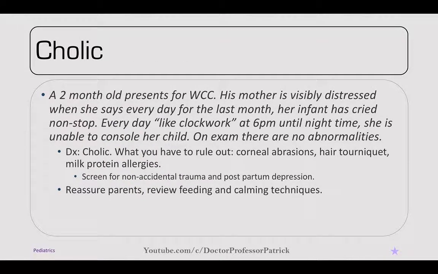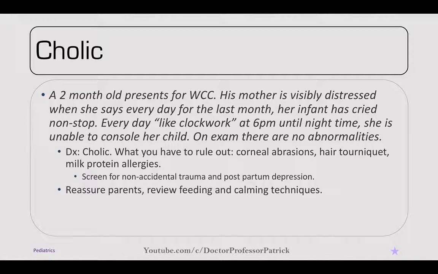So with the patient with colic, we've got a case of a 2-month-old who presents for well child check. Her mother is visibly distressed, and she says that every day for the last month, her infant has cried nonstop. And it's like clockwork, starting at 6 p.m. until nighttime, and she's unable to console the child.